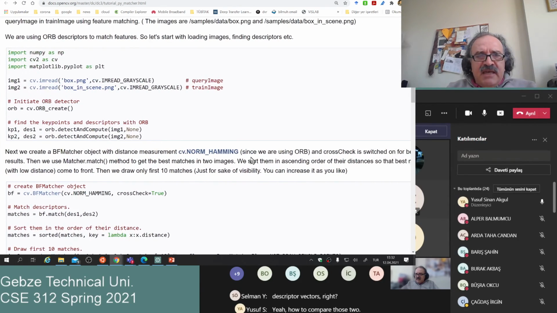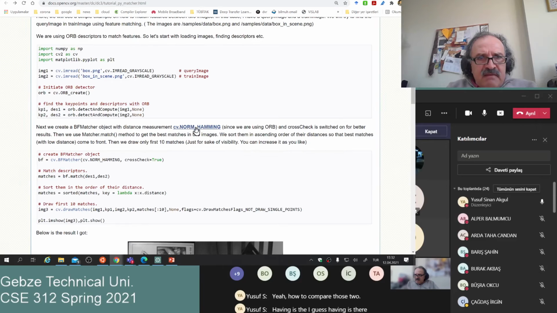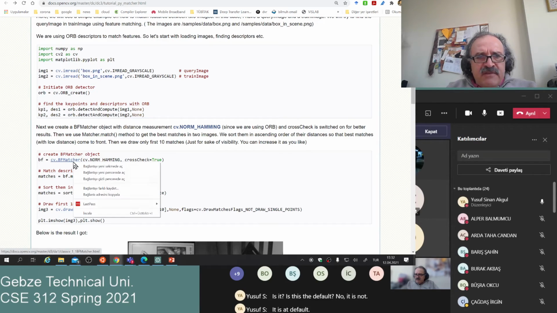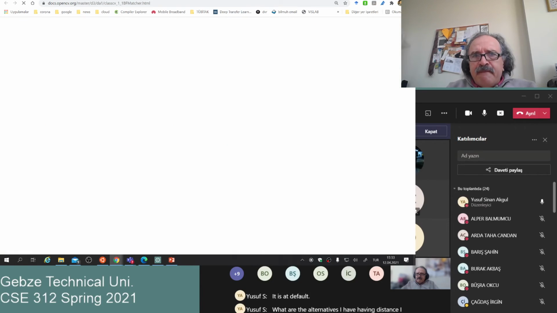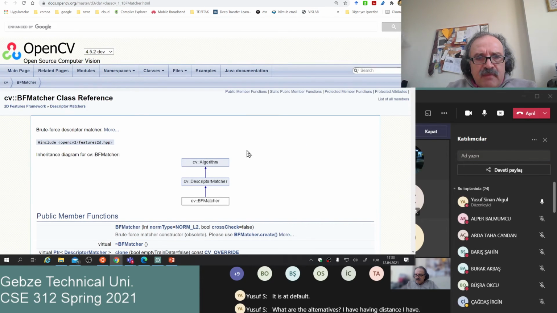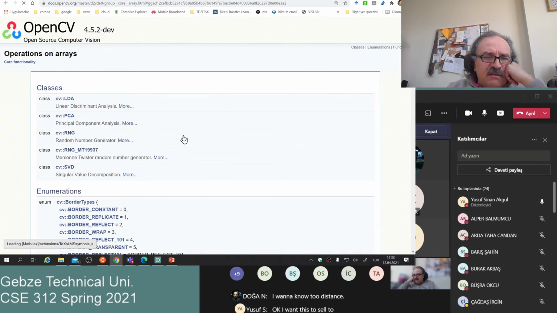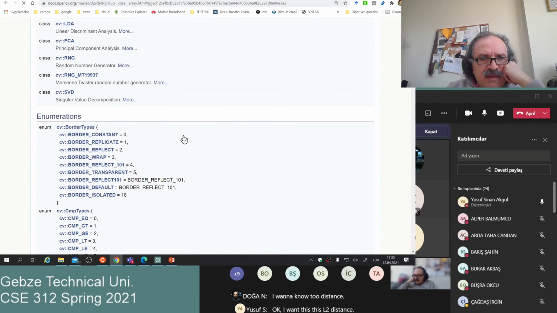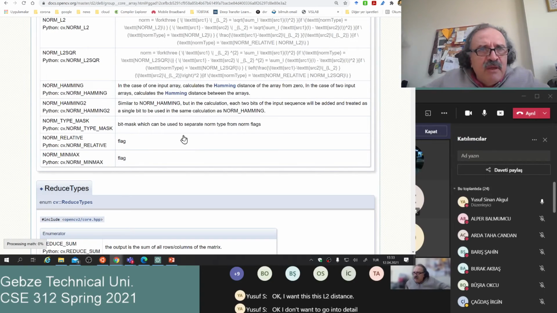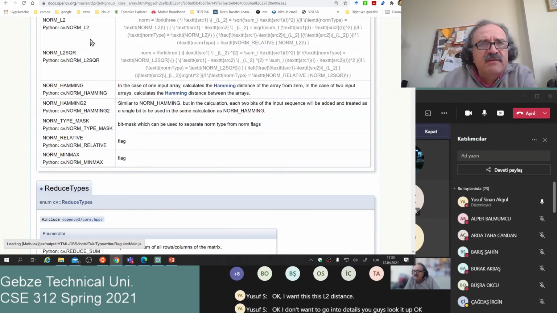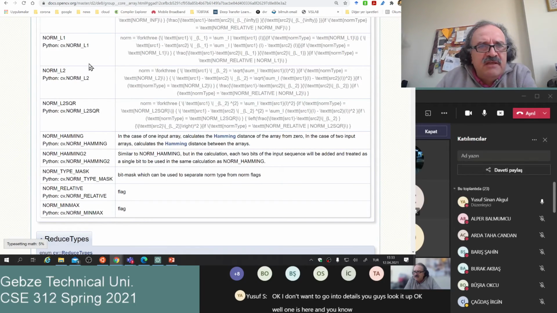Hamming is the, I guess... Is this the default? No, it is not the default. What are the alternatives? I have Hamming distance, I have L1 and L2 distance. Okay, L1 distance, L2 distance. I don't want to go into details. You guys look it up. Okay, L1 is here. L2 is here. Hamming is here. Okay, Hamming 2.